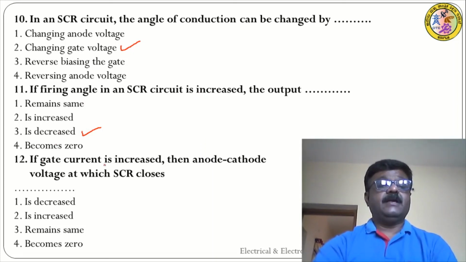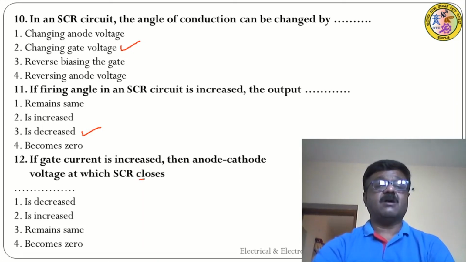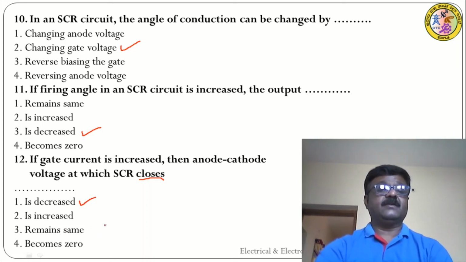If gate current is increased, then the anode to cathode voltage at which the SCR closes: if you increase the gate current, the anode to cathode voltage at which the SCR closes, meaning the SCR turns on. Closes means turns on. The first option is decreased, the second is increased, the third remains the same, the fourth becomes 0. If you increase the gate current, the anode to cathode voltage at which the SCR is turned on is decreased. So the first option is correct. Thank you.